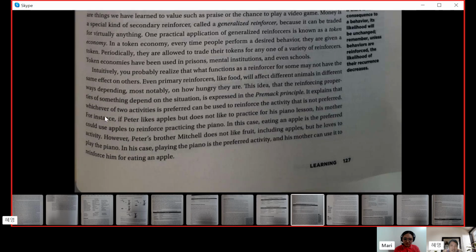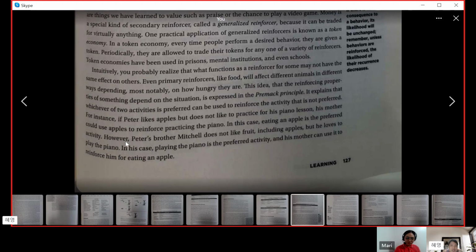For instance, if Peter likes apples but does not like to practice for his piano lesson, his mother could use apples to reinforce practicing the piano. In this case, eating an apple is the preferred activity. However, Peter's brother, Michael, does not like fruit, including apples, but he loves to play the piano. In his case, playing the piano is the preferred activity, and his mother can use it to reinforce him for eating an apple.